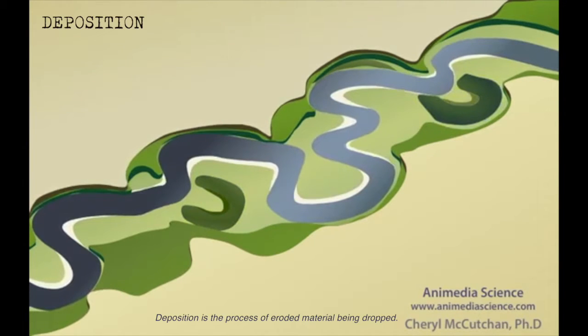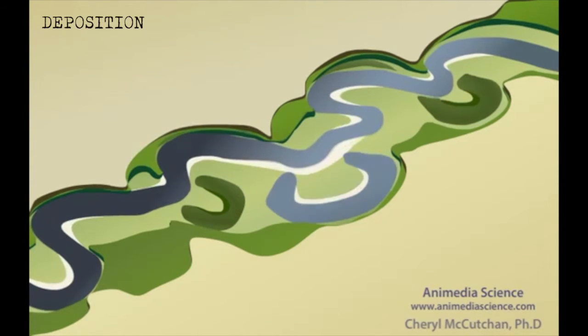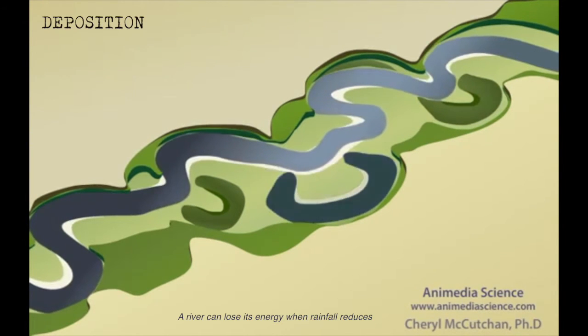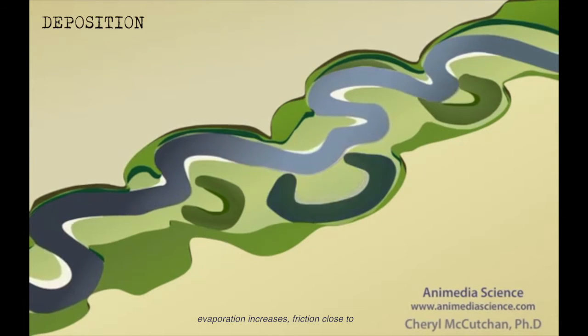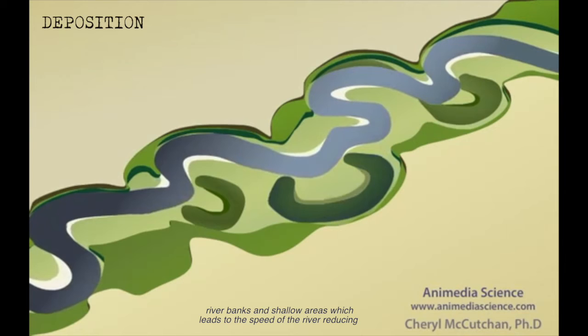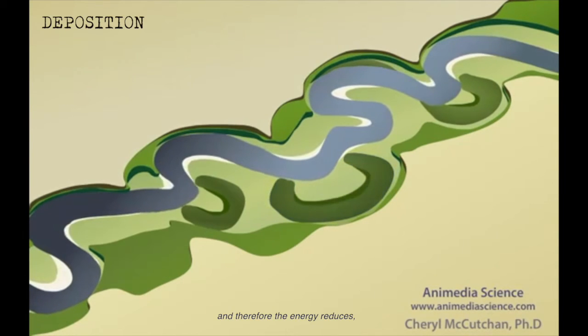Deposition is the process of eroded material being dropped. This happens when a river loses energy. A river can lose its energy when rainfall reduces, evaporation increases, or friction increases close to riverbanks and in shallow areas, which leads to the speed of the river reducing and therefore the energy reducing.